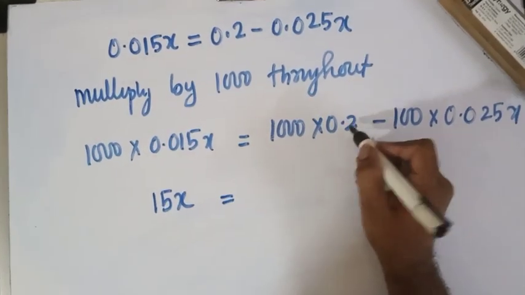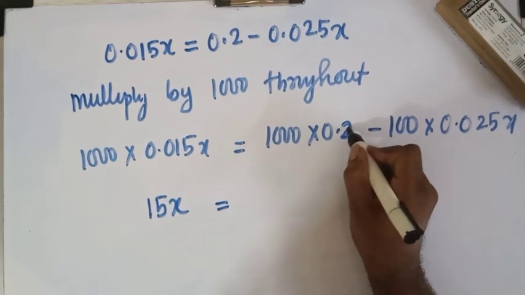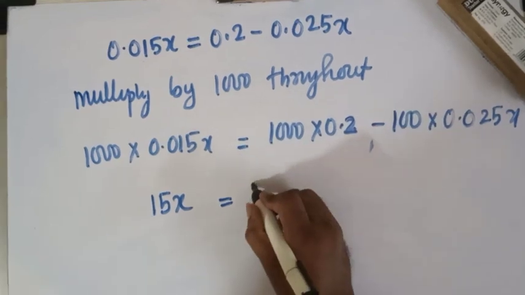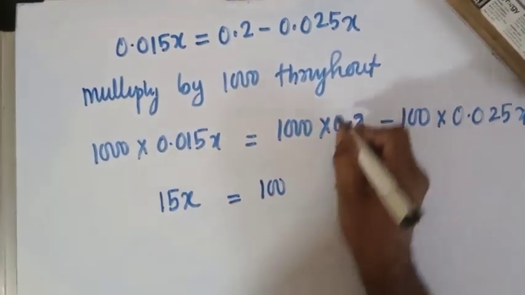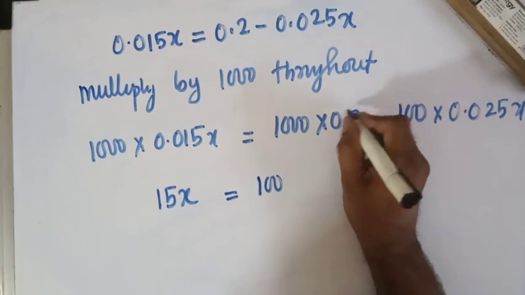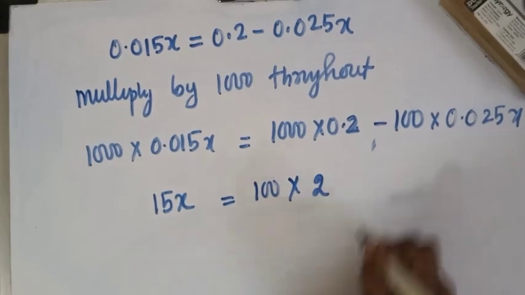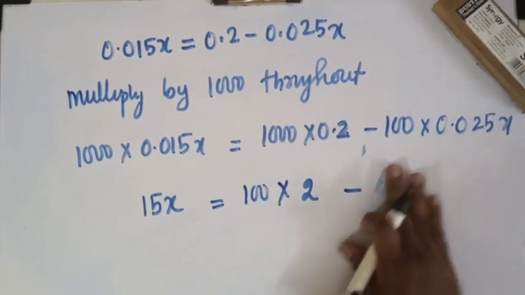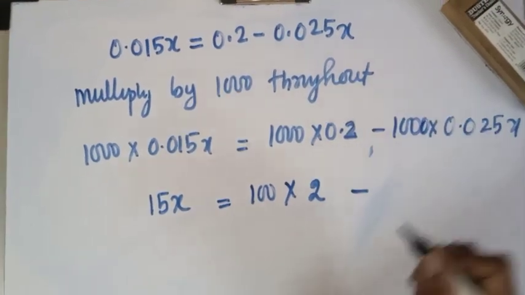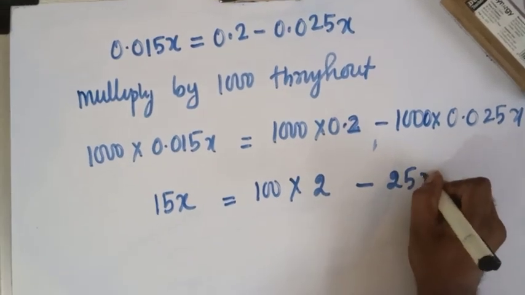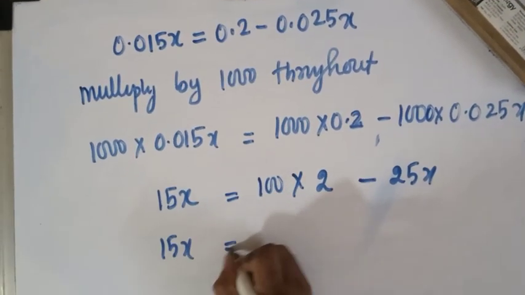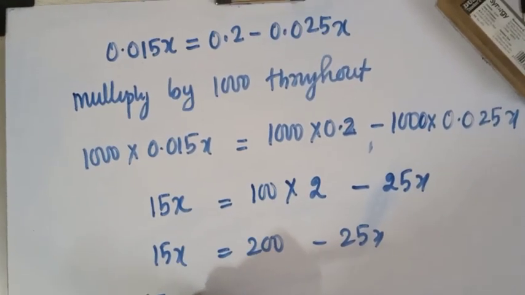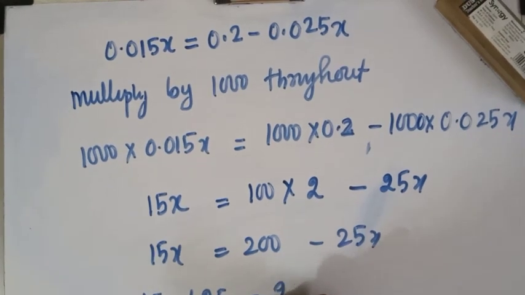Okay, so now here 0.2, to remove this point you just require one 0, right? So what this becomes, 1000 loses one 0 and removes this point, so it becomes 2. So 1000 loses one 0, 100 is left, and 1000 into 0.025 will give you 25x. So this is 15x. 100 into 2 is 200 minus 25x. 25x comes here, it becomes positive, children, and this 200 is left here.